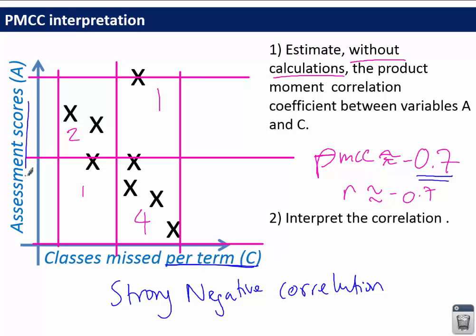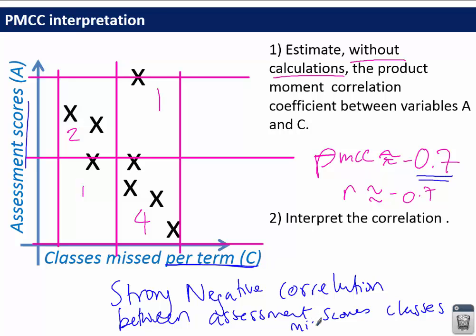So it's a strong negative correlation between the assessment scores and the classes missed. Now, in layman's terms, what does that mean? The more classes you miss, the worse you'll do. However, hopefully by watching this video afterwards, that will help you in terms of your revision. But you shouldn't miss classes.